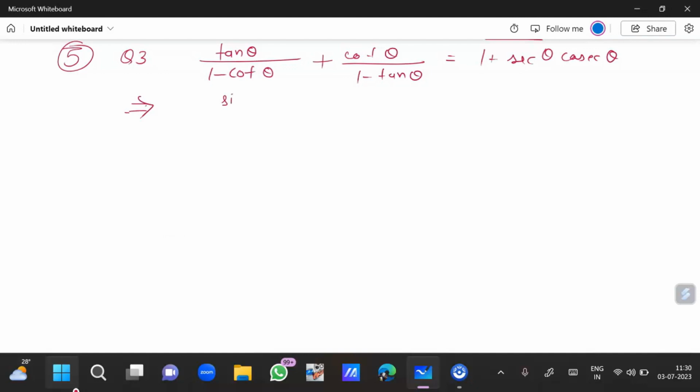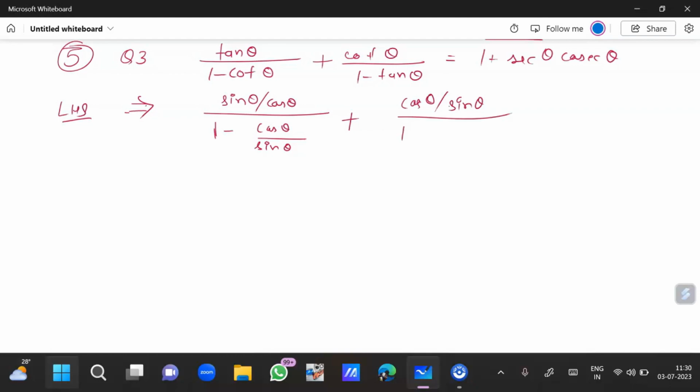Tan theta can be written as sine theta upon cos theta divided by 1 minus cos theta upon sine theta. This is your LHS I am writing down. Starting from the LHS, plus cot theta can be written as cos theta upon sine theta divided by 1 minus sine theta divided by cos theta. So what we need to do here is take the LCM. Let's take the LCM first.